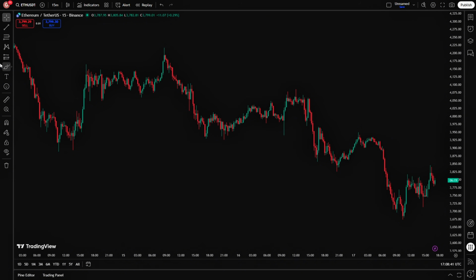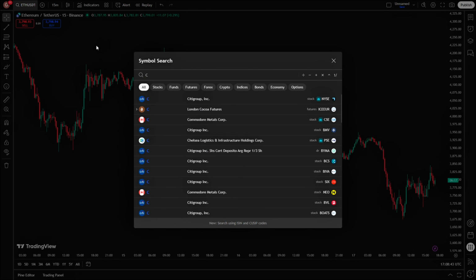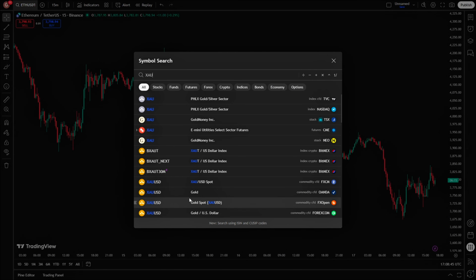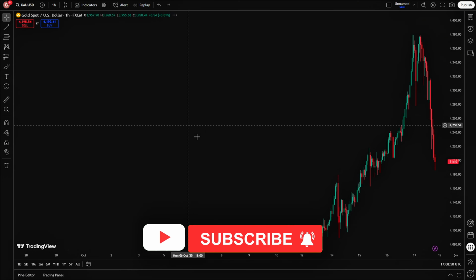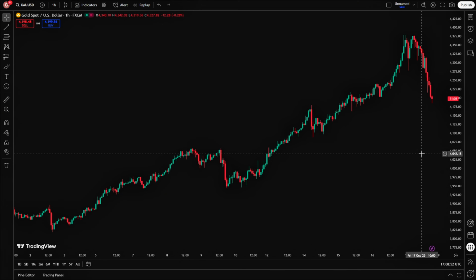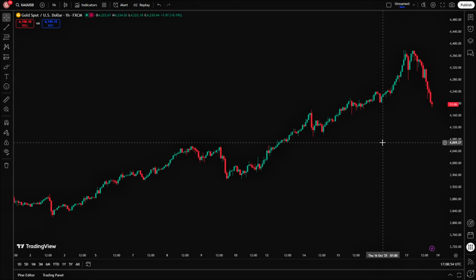Example setup. For this tutorial, we'll use gold, XAU/USD, on the 1-hour time frame, but this setup works just as effectively on Forex, crypto, stocks, or indices, whether you trade on 1-minute or 4-hour charts.